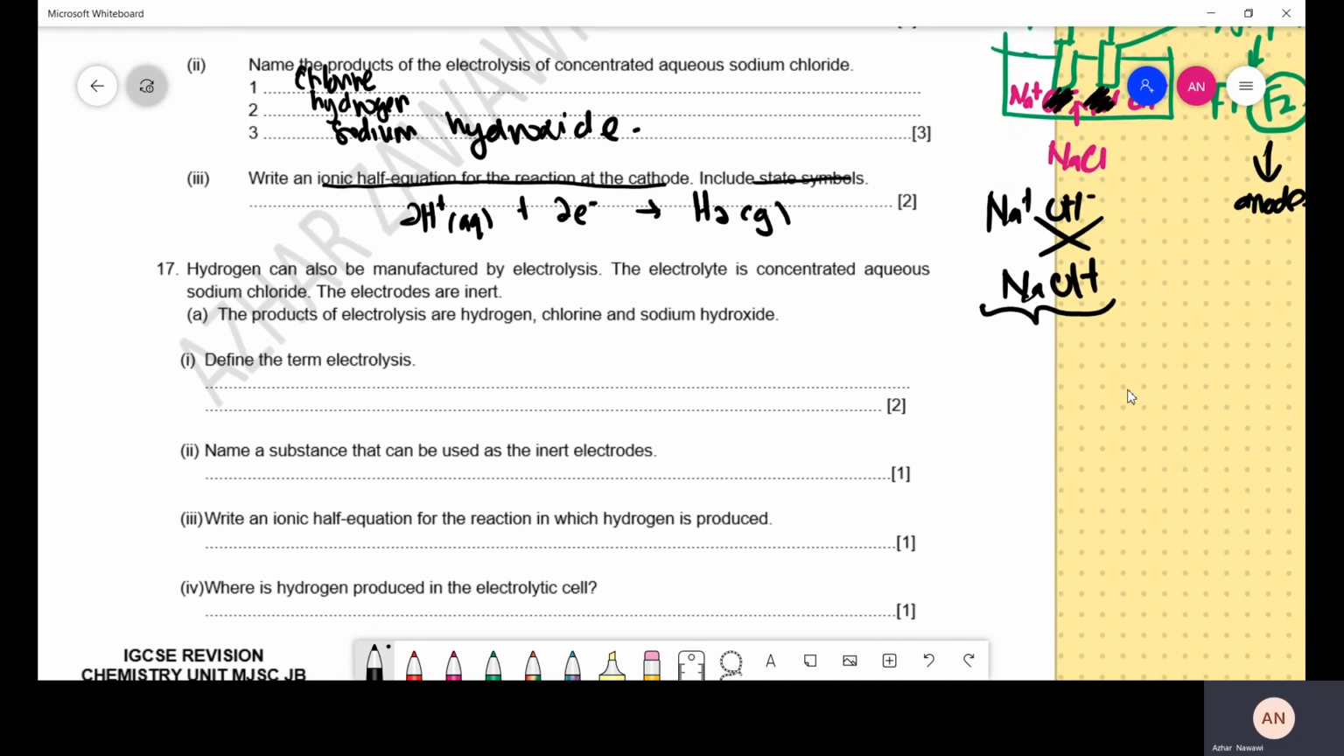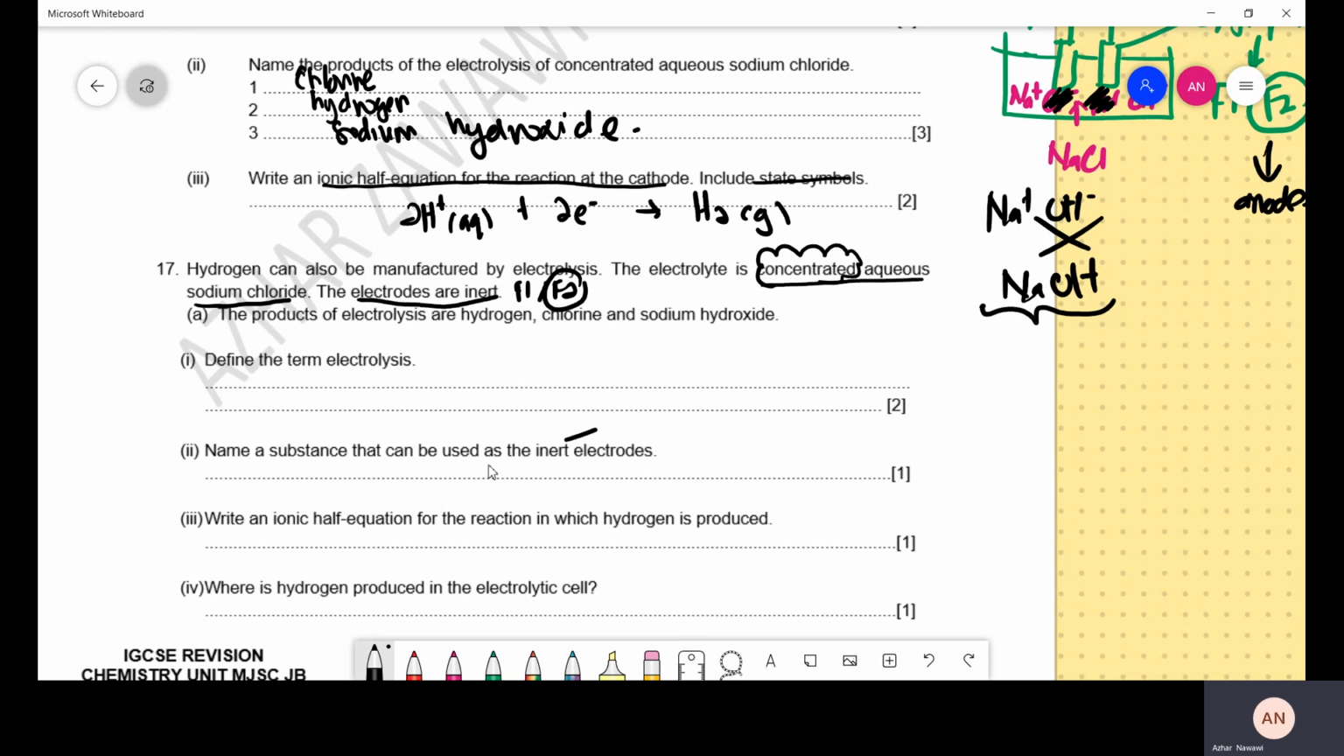Hydrogen can also be manufactured by electrolysis. The electrolyte is concentrated aqueous sodium chloride. The same thing as question 16 just now. The electrodes are inert. Inert means factor 1 or factor 2, but of course you take factor 2 because of the word concentrated. You should draw the diagram, but I don't want to draw anymore. You should draw to answer this question, or you can use the same one as question 16 just now. Define the term electrolysis. You should know already. Repeated question.